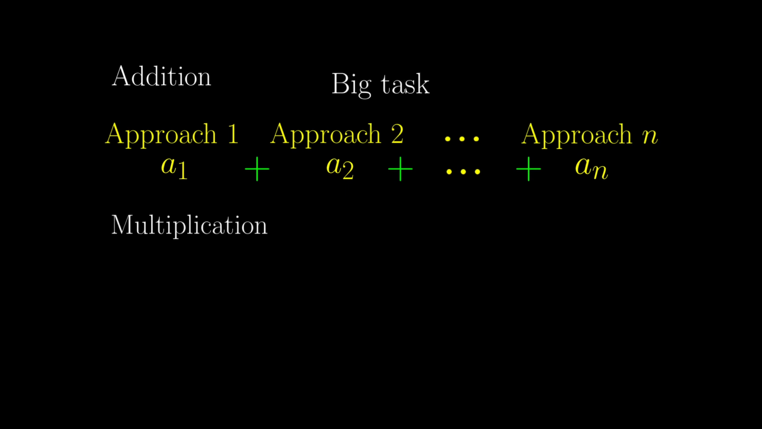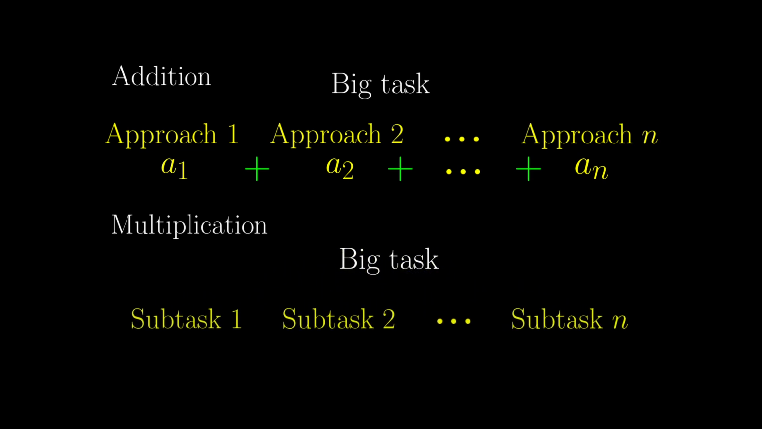The multiplication principle is to break the big task into different subtasks. You have to go through the first subtask, second subtask, all the way to the nth one, and all needs to be done. We now denote the number of ways to do first subtask as B1, the second subtask as B2, all the way to Bn. The multiplication principle tells us that we need to multiply these numbers up to get the total number of ways to achieve the big task.